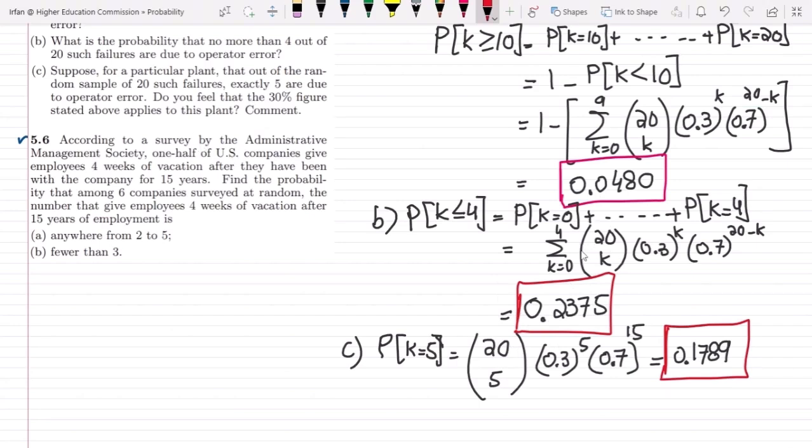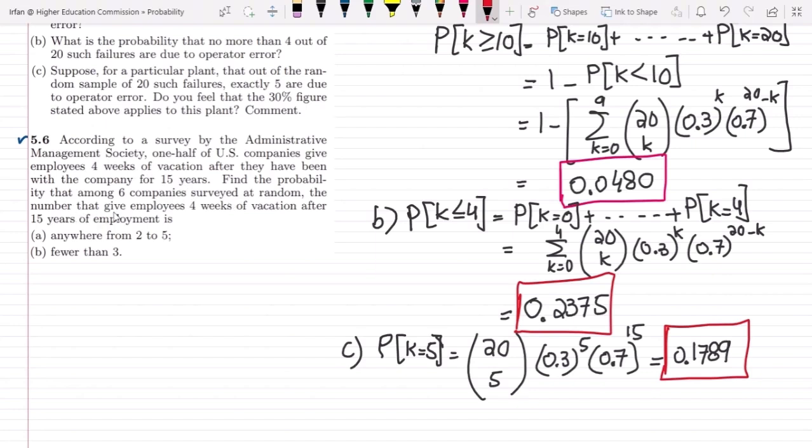Okay, let us move to question 5.6 and see what it is asking us. According to a survey by the Administrative Management Society, 1/2 of US companies give employees 4 weeks of vacation after they have been with the company for 15 years. So basically one half of the US companies give the vacation to the employees who are with them for 15 years.